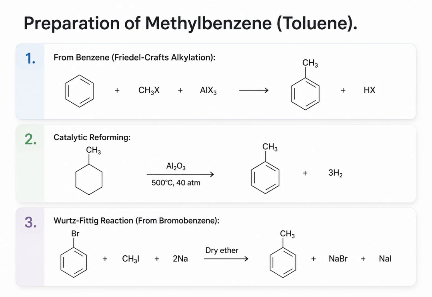Methylbenzene, commonly known as toluene, can be synthesized in a few ways. The most direct route from benzene is Friedel-Crafts alkylation, using a methyl halide and an aluminum halide catalyst. Industrially, catalytic reforming of methylcyclohexane at high temperatures and pressures removes hydrogen to form the aromatic ring. Another classic laboratory method is the Wurtz-Fittig reaction, where bromobenzene and iodomethane are coupled using sodium metal in dry ether.